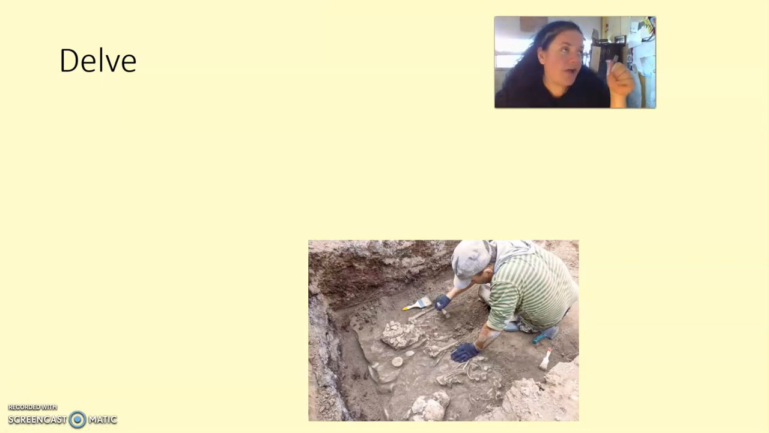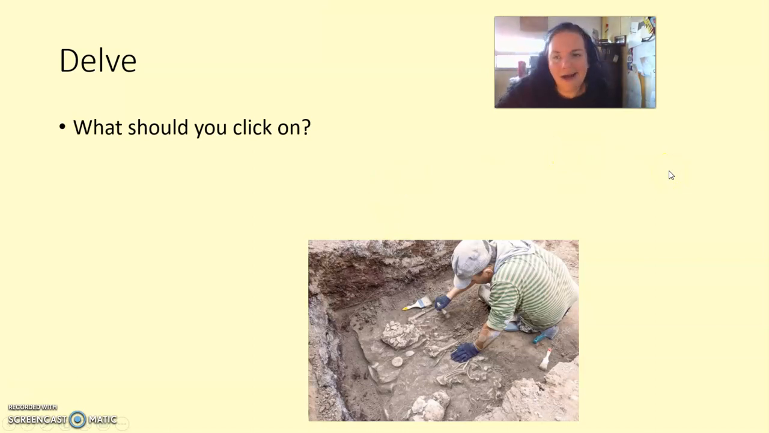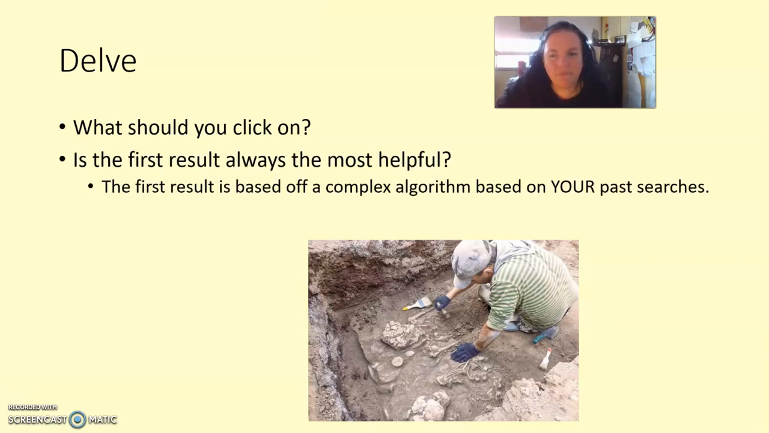So we've got clarify, we've got search, now it's time for delve. Delve is a super fancy word that extremely poetic people use to mean dig or plunge. Anyway, it rhymes with things, it gets into bad poetry. Whatever, so delve. Which one should you click on? And is the first result always the most helpful?